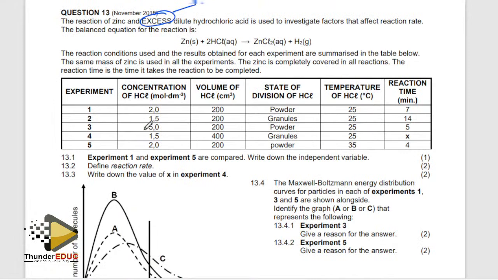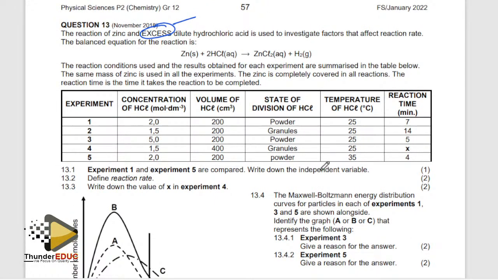Experiment 1 and experiment 5 are compared. Write down the independent variable and the dependent variable. In this case, what are you going to look at? What is the independent variable? They're saying experiment 1 and experiment 5. So what is different here? This is the same, this is the same, this is the same. This is different, and then time is also different. So when I increase the temperature, the time reduced, meaning that the independent variable here is going to be temperature. So temperature will determine the speed at which this reaction is taking place.